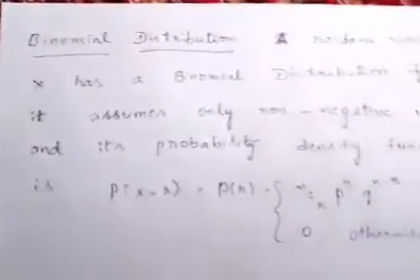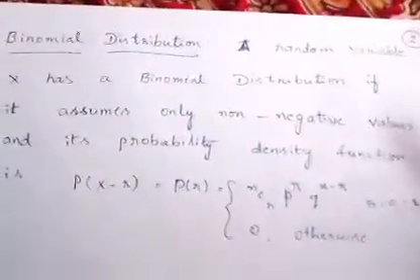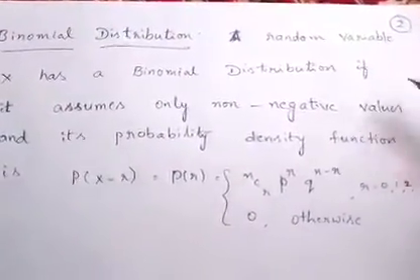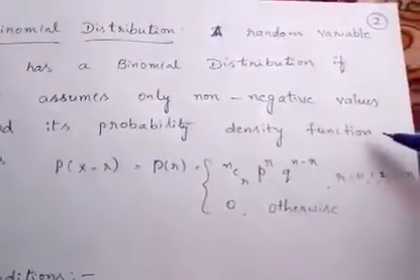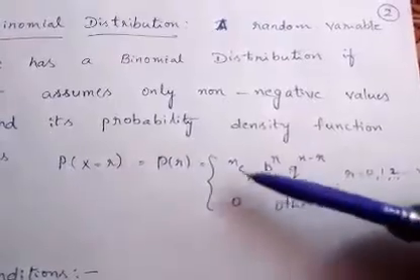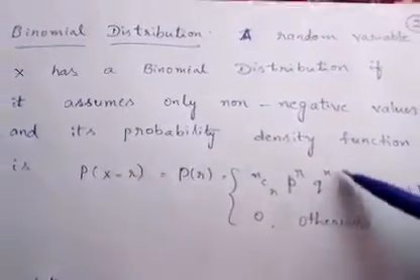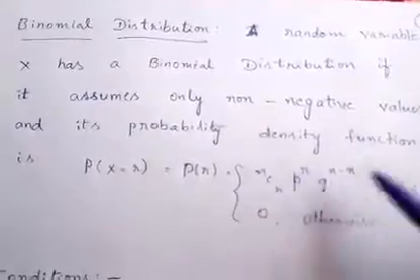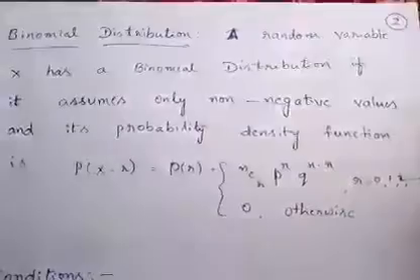Now let us learn about the binomial distribution. A random variable X has a binomial distribution if it assumes only non-negative values and its probability function is defined by nCr p^r q^(n-r). This is a term in the binomial expansion, so it is called binomial distribution.